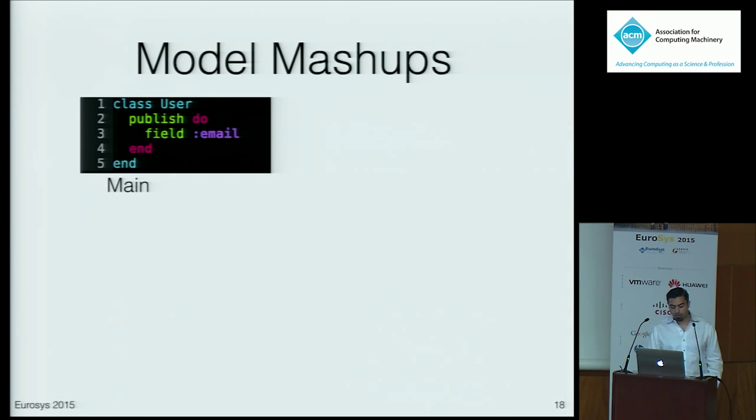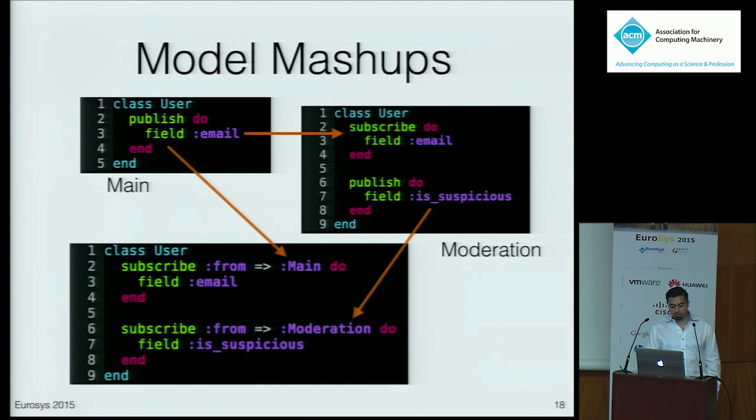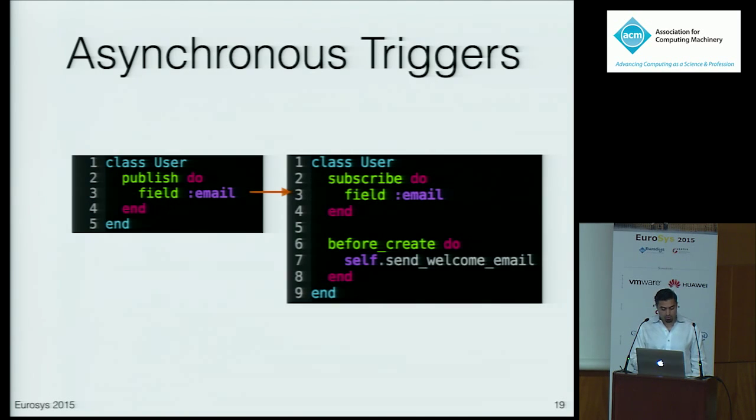Now say we have a moderation service that subscribes to the user model and detects suspicious users by doing some machine learning. The service can then publish a new attribute, is_suspicious, on the subscribed user model. Finally, a third service can subscribe to both sources of the user model to get an aggregate view of the user model. This way, developers can use the publish and subscribe keywords to do mashups of models in an intuitive manner.